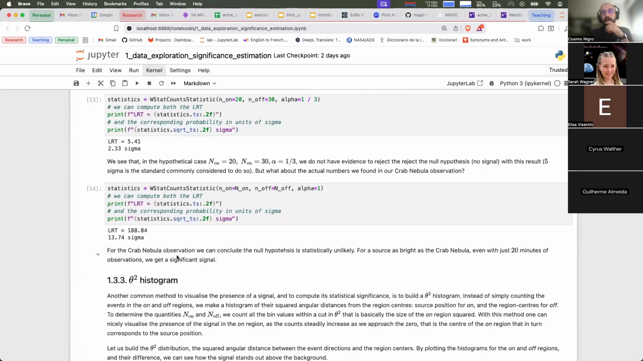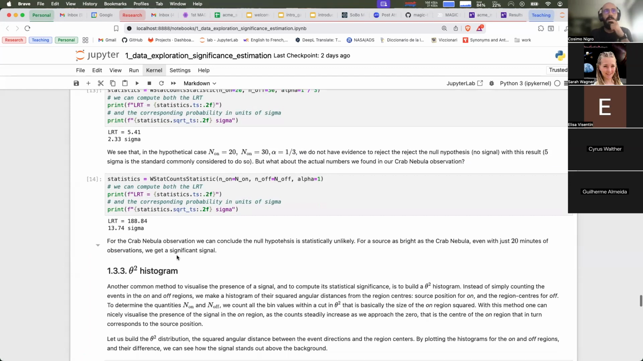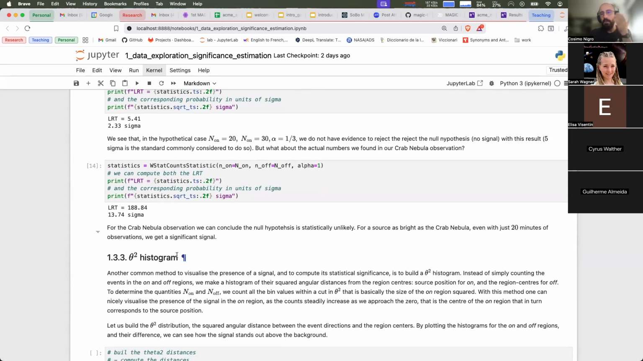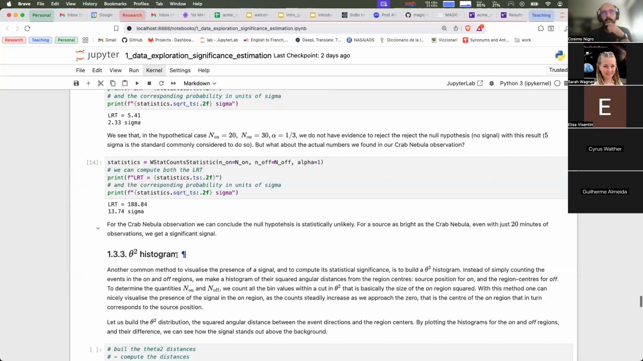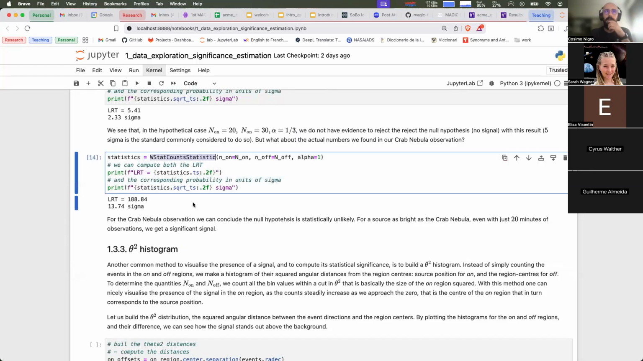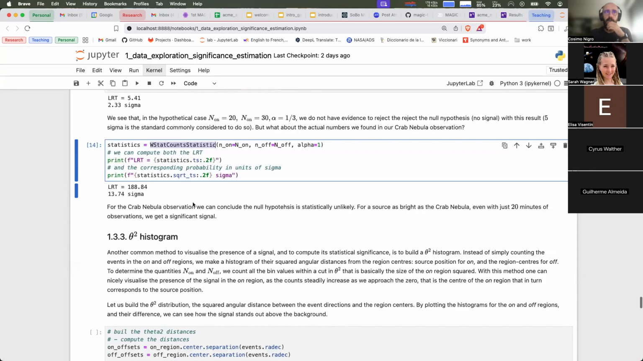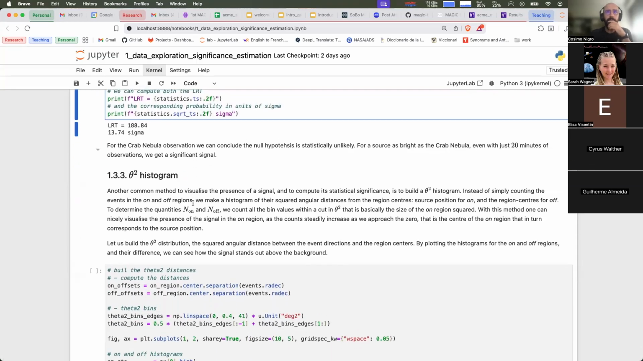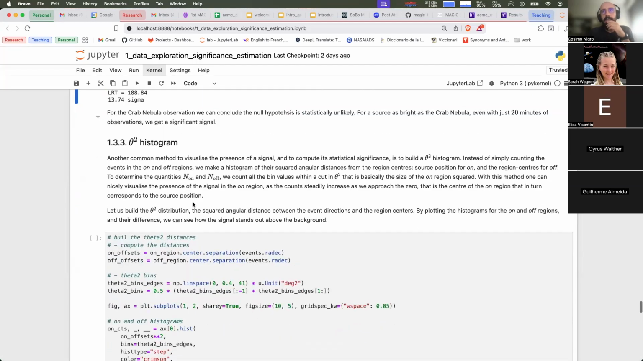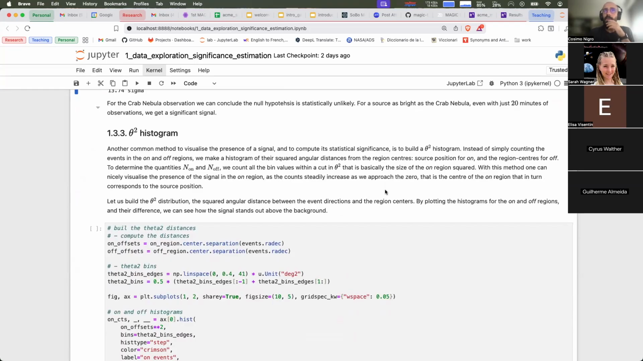So to get an estimate of the signal, you can just do the on minus the off, corrected with the exposure. And then to get the significance, you have to do this likelihood ratio test, which is automatically implemented, let's say, in the Lima formula and in the WStat count statistic of Gammapy. But another way to visualize the presence of a signal is to make a theta square histogram. What is a theta square histogram?